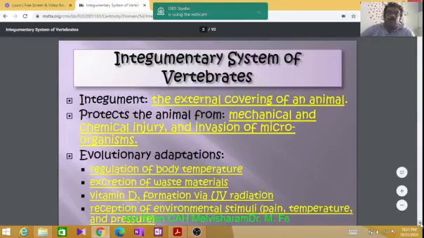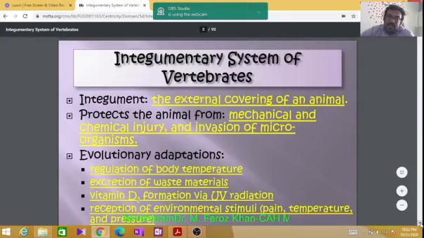Hi all. Today I will be discussing the integumentary system of vertebrates. So why do we have to study the integumentary system of vertebrates? It is to understand the evolutionary origin of the highly adapted, largest organ of the human being, the skin.